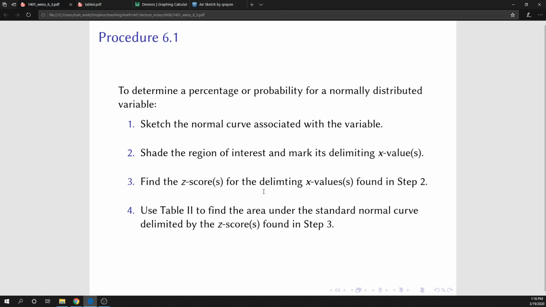Essentially steps 3 and 4 are very similar to what we were doing in section 6.2, so none of that is really new. When I work through these problems, I am going to go through procedure 6.1 using table 2, and then I'm going to show you how to do it on Desmos without table 2. You'll see that it's a lot easier on Desmos.